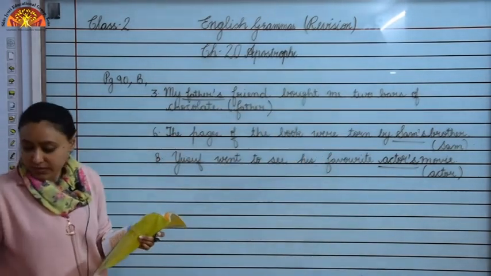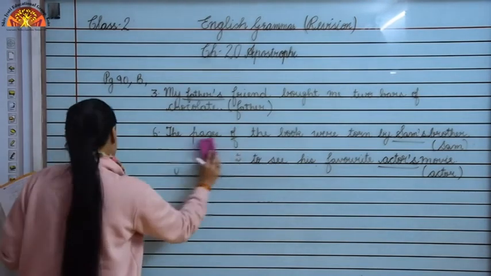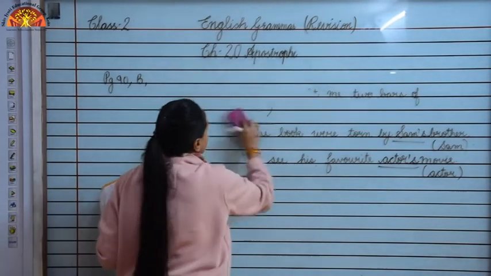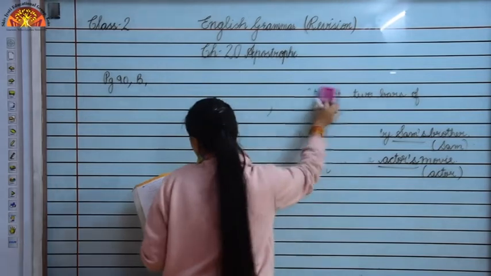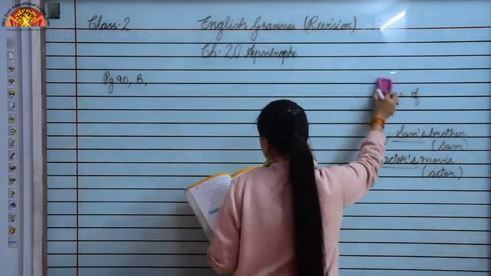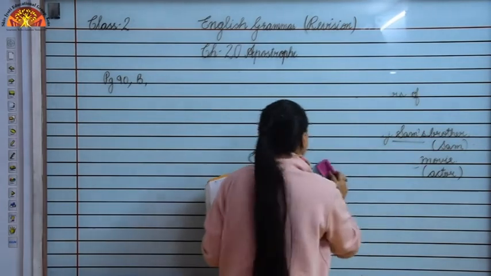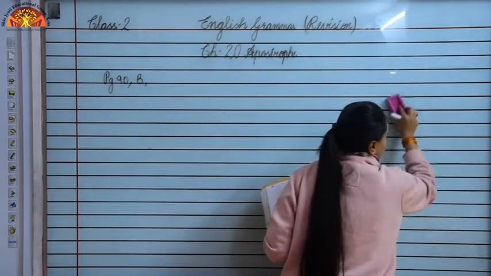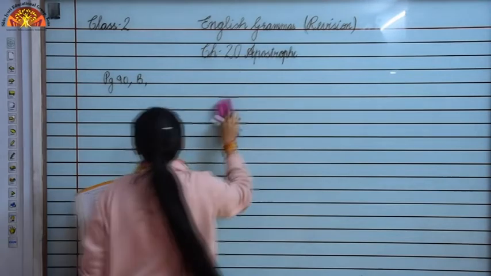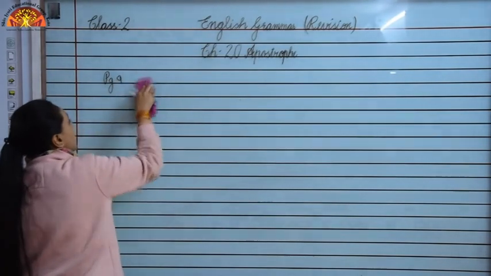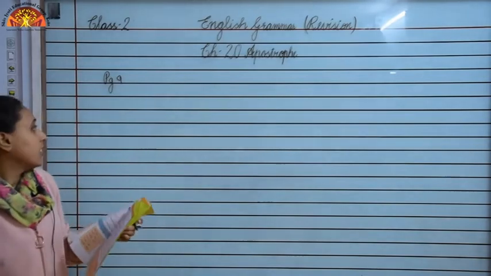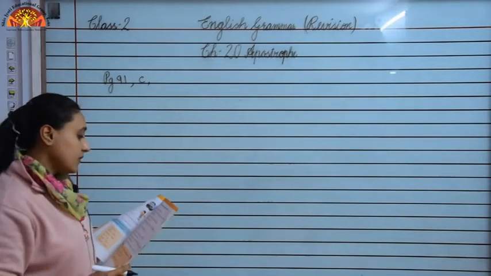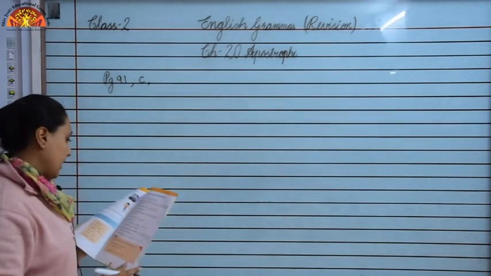Now children, we will revise question C. It is on page number 91. Open page number 91. Question C: rewrite the following sentences using the short forms of the underlined words. So children, some sentences are given to you and there are underlined words in those sentences. You have to use short forms for those underlined words, okay? It is on page number 91, question C. So we will do number 2 first.